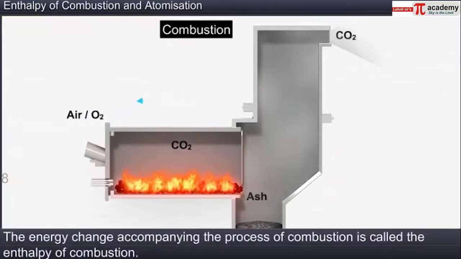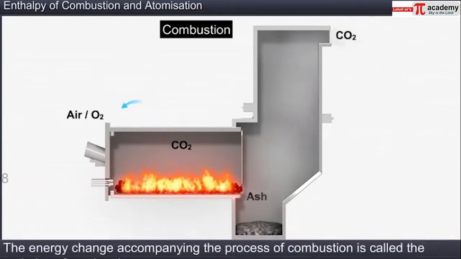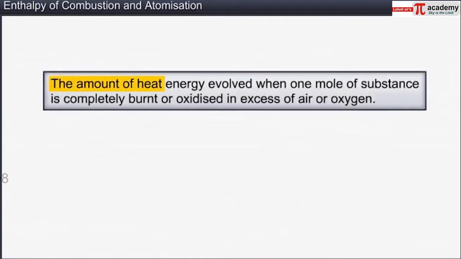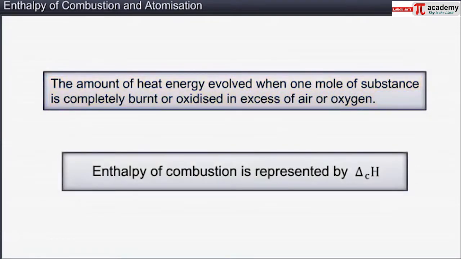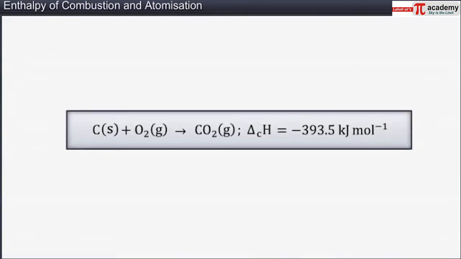The energy change accompanying the process of combustion is called the enthalpy of combustion. It is defined as the amount of heat energy evolved when 1 mole of substance is completely burnt or oxidized in excess of air or oxygen, and is represented as delta CH. For example, when 1 mole of carbon is completely burnt, it releases 393.5 kilojoules of heat. The negative sign of enthalpy change indicates the exothermic nature of the reaction.